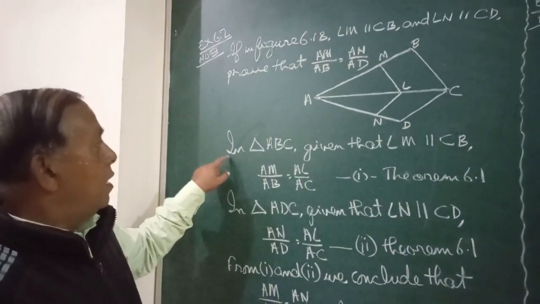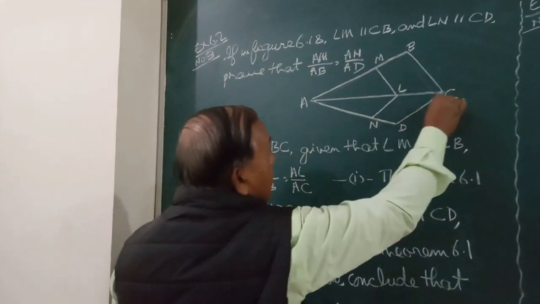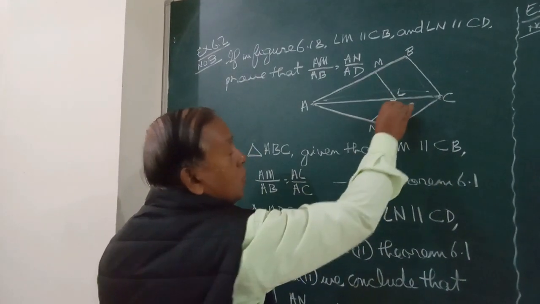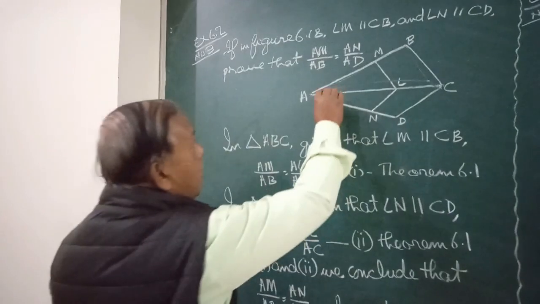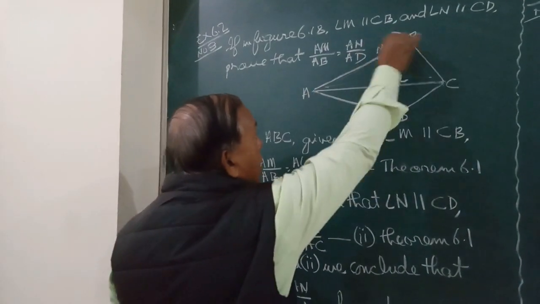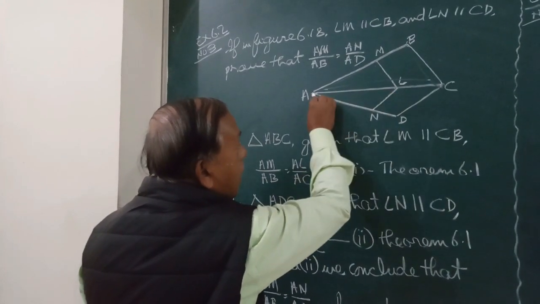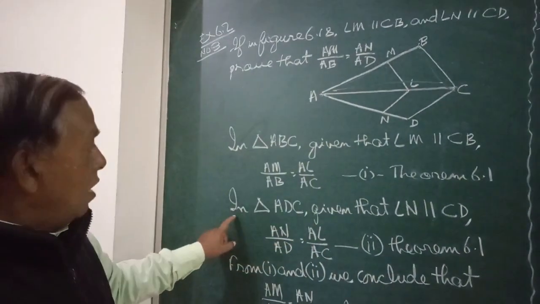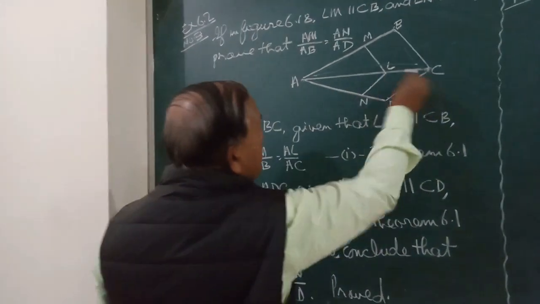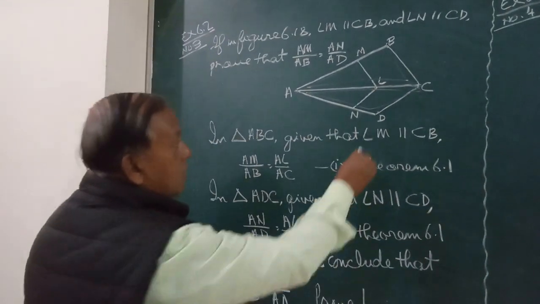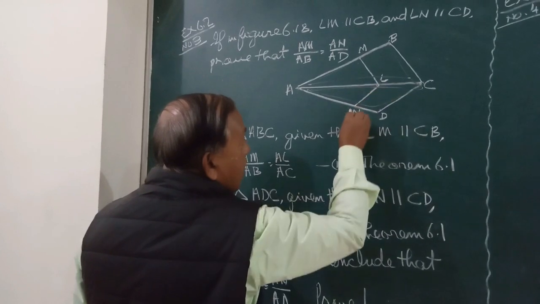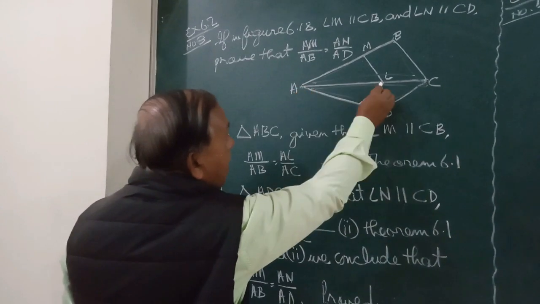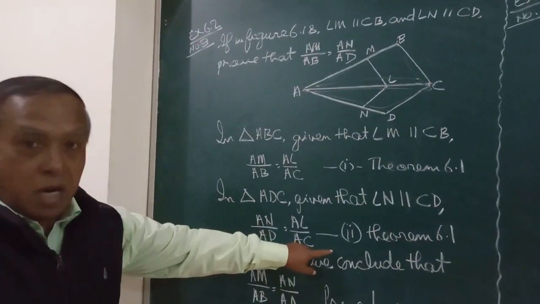Now let us proceed. In the triangle ABC, BC is parallel to ML, and therefore AM upon AB is equal to AL upon AC. That's the first proof. Second, in the triangle ADC, we have DC parallel to NL. Therefore, AN upon AD is equal to AL upon AC. And that's the second proof.